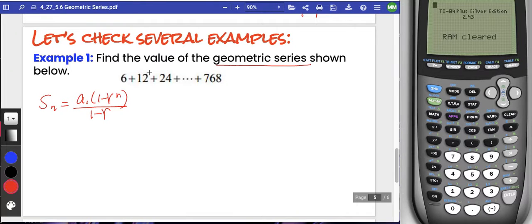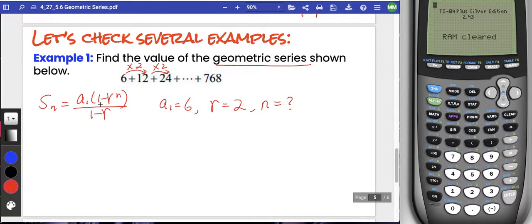As you can see, the sequence is 6, 12, 24, and everything is doubled by 2, right? So clearly, the first term in this case is 6, and the common ratio is 2. To use this formula, we also need to know n, the number of terms in the sequence, which is unknown. So let's figure out n first, and then plug the values into this formula to find the answer.